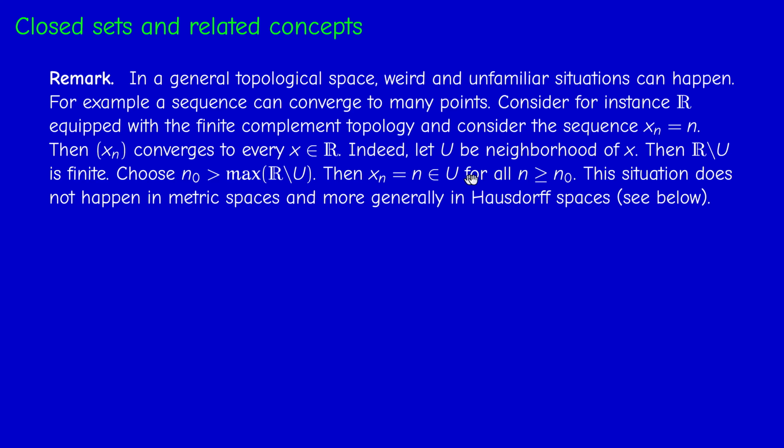Okay, why? If n is bigger or equal than n0, then n is bigger than the maximum. If n is bigger than the maximum, it cannot belong to the complement. So n does not belong to R without U, so it belongs to U. Just logic. Okay? So we proved, according to our definition of convergence, that this sequence converges in this particular topology to all points of the real line. So it has infinitely many limits.